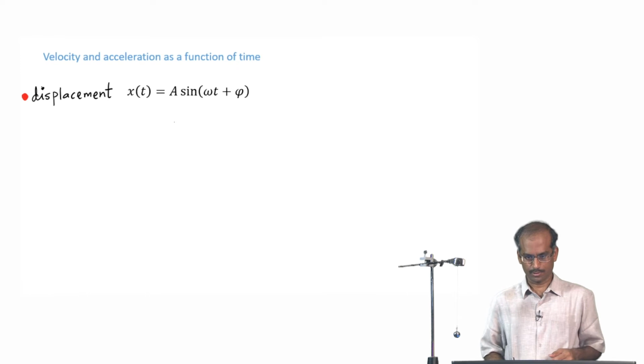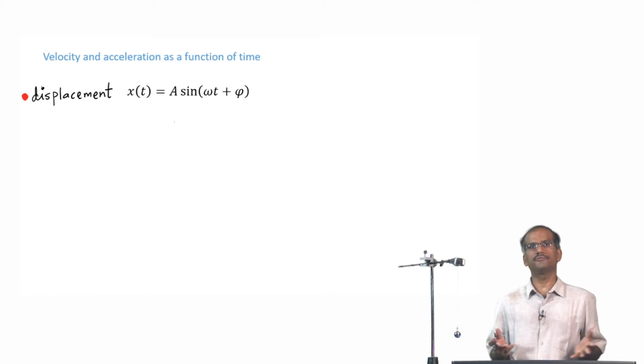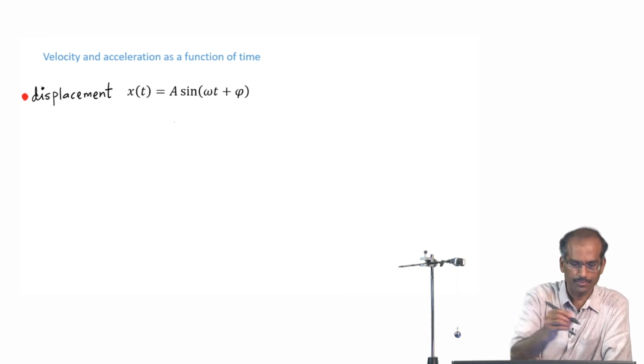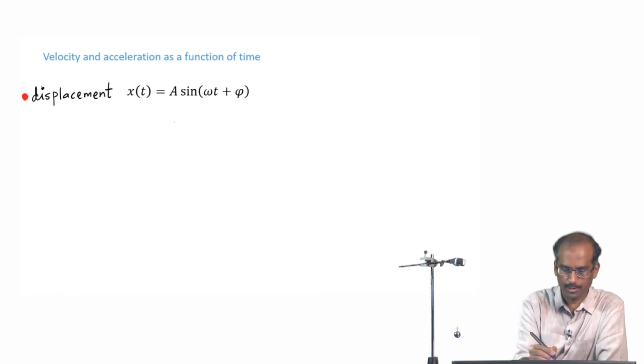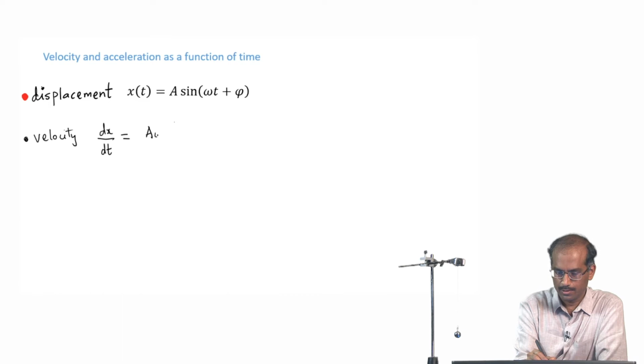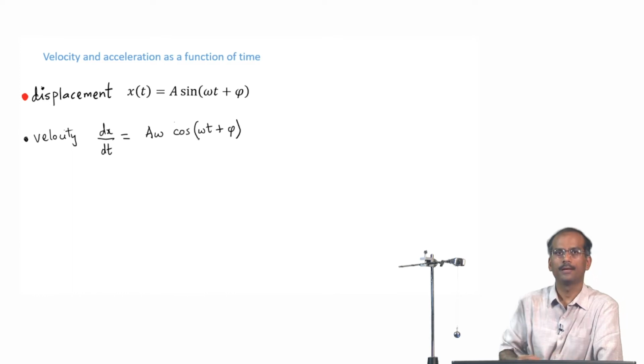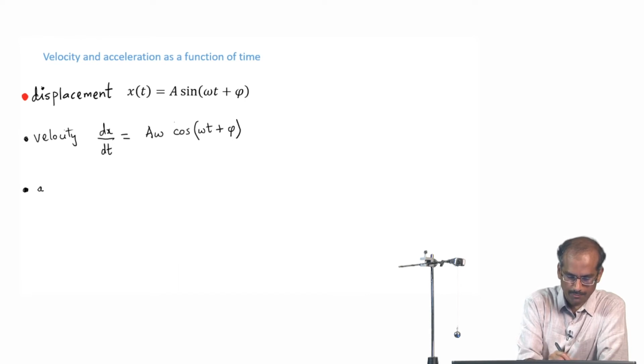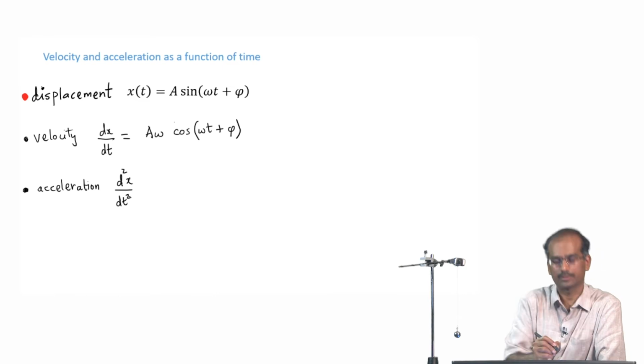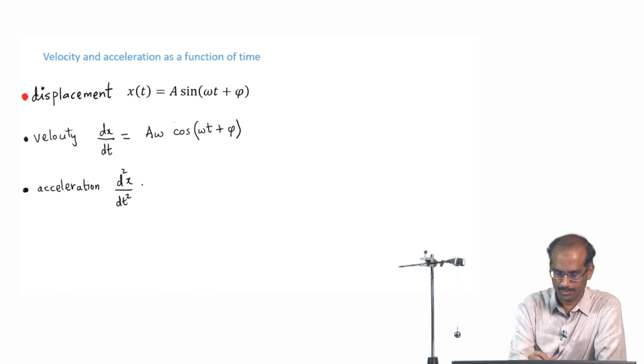So, I will stick to one form of this solution, which is a sin omega t plus phi. So, that is my solution for displacement. Now, starting from here, once displacement is given, it is easy for me to calculate the velocity. So, I can write an expression for velocity which will be dx by dt, and if I differentiate, that would be a omega cos omega t plus phi. And given the velocity, it is again straightforward to calculate the acceleration, which will be d square x by dt square, or second derivative of displacement with respect to time, and that would be minus a omega square sin omega t plus phi.